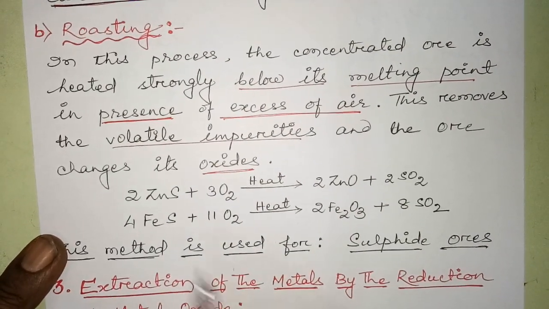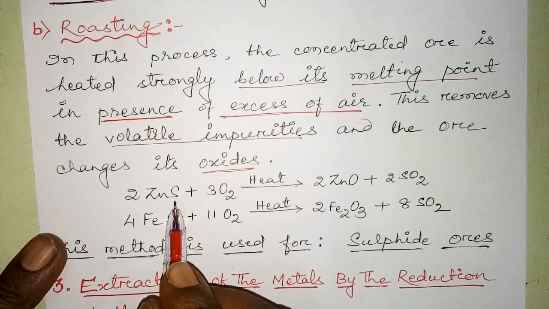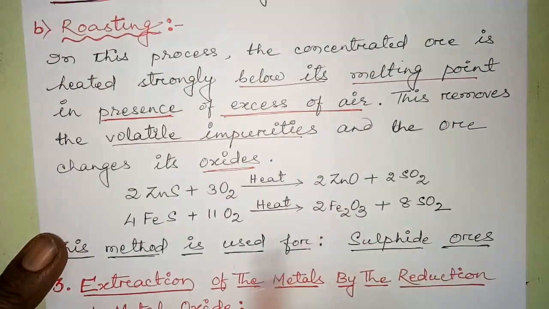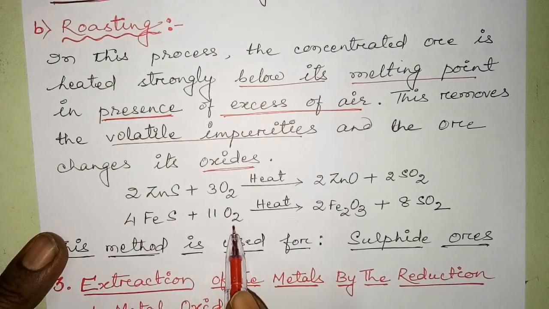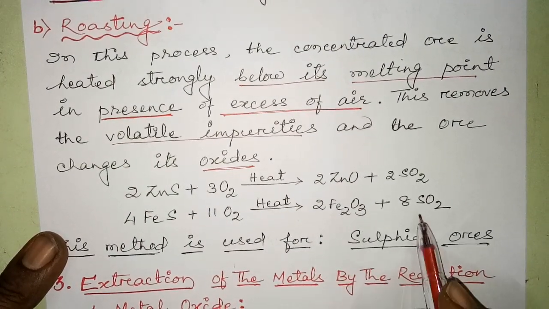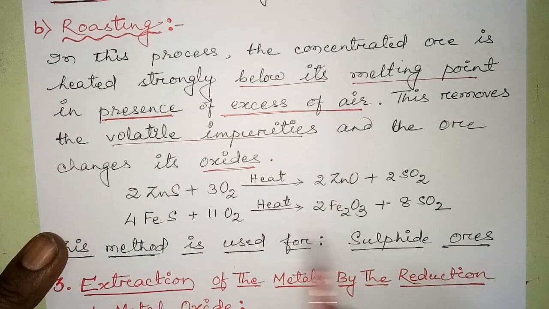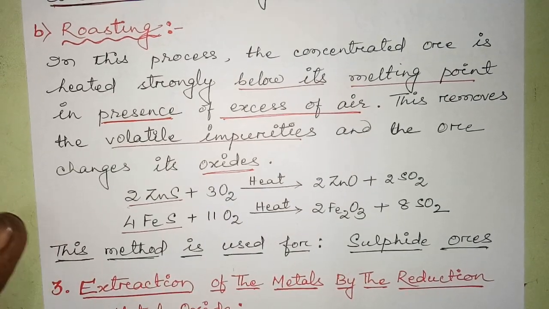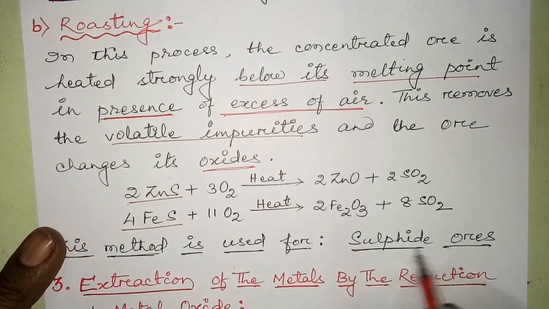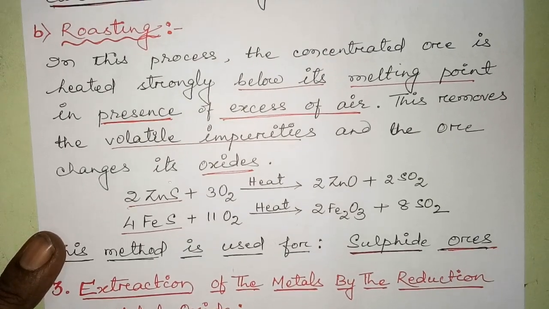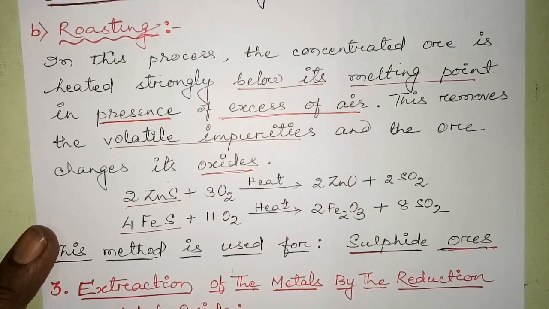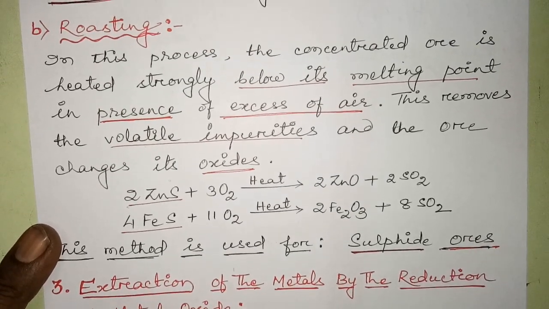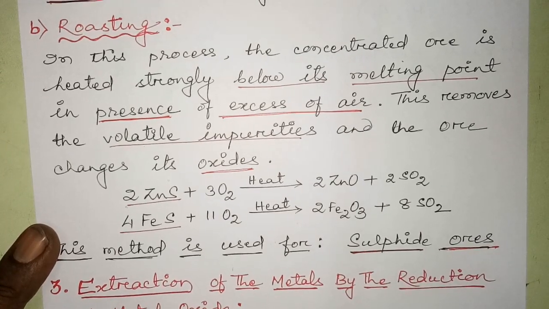As an example, we can take zinc sulfide, that is zinc blende. When treated with oxygen, it gives ZnO plus SO2, or 4FeS plus 7O2 gives 2Fe2O3 plus 4SO2. So what are the type of ore here? These are sulfide ores. So this method is used for sulfide ores. Mainly sulfide ores are converted to their metallic oxides by the process of roasting.